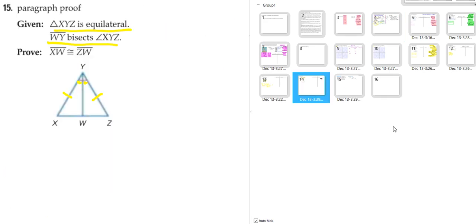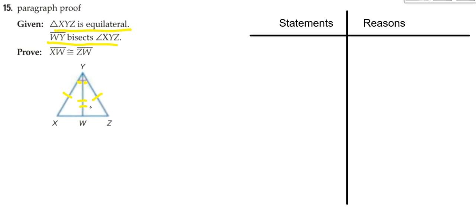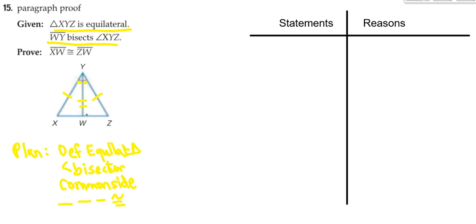So let's mark that common side. Think about whether we're going to use side-side-side congruence or side-angle-side congruence. And let's write our little plan here. So our plan is we're going to use that definition of an equilateral triangle. We're going to use that angle bisector. We're going to use that common side, which is really reflexive. We don't write it as the common side. We're going to use what congruence? Look at the picture for the triangles. Triangles congruent by what congruence?